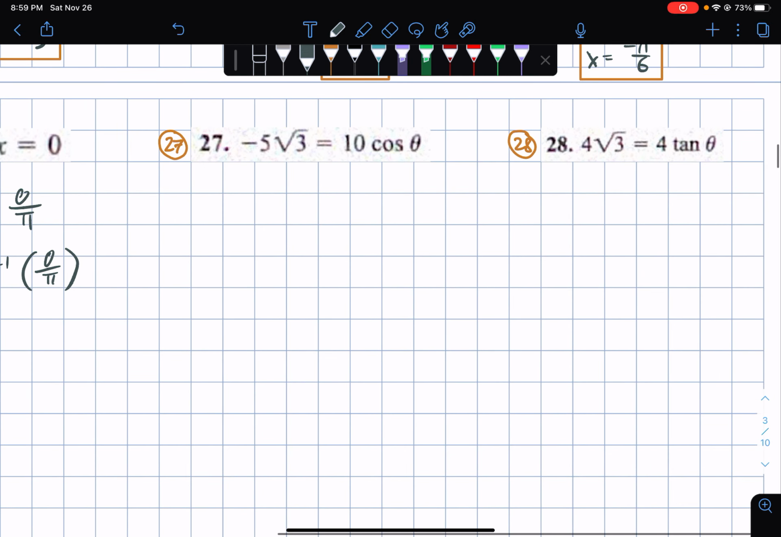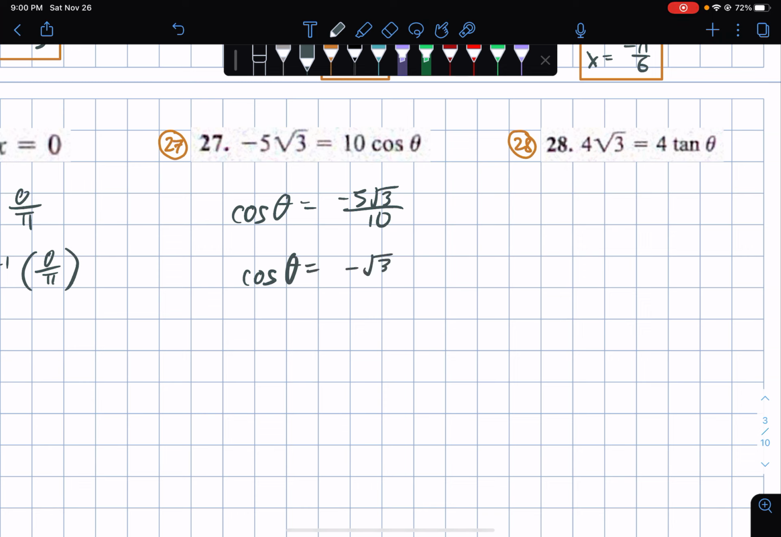Okay, for number 27, divide both sides with 10, I guess. Yeah. So negative 5 times the square root of 3 divided by 10. Cosine theta is equal to negative square root of 3 over 2. And theta would be equal to the arc cosine of this negative square root of 3 over 2. Theta would eventually equate to 5 pi over 6.